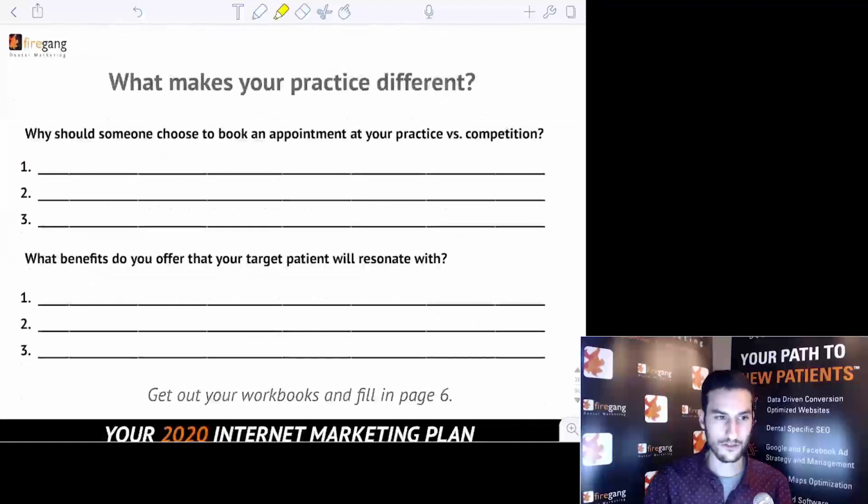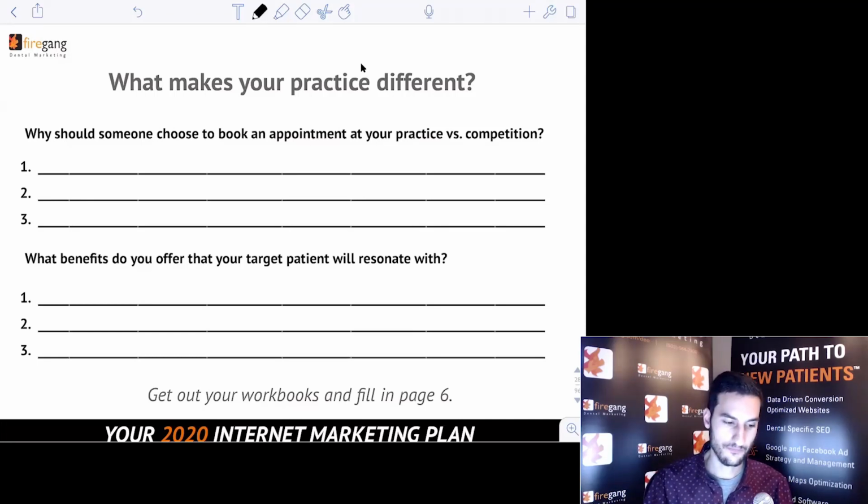And so when you're thinking about what makes your practice different, we want to begin to use this information to answer these 2 questions. Why should someone choose to book an appointment at your practice versus your competition? And second, what benefits do you offer that your target patient will resonate with? So start thinking about this. If you've got your workbook in front of you, you can start typing some things out.